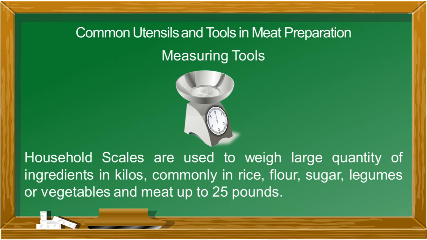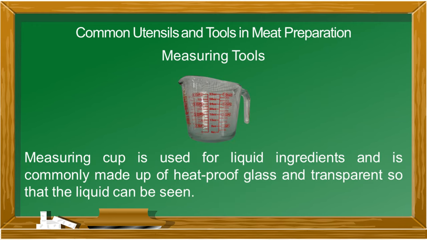Household scales. Household scales are used to weigh large quantities of ingredients in kilos, commonly rice, flour, sugar, legumes or vegetables, and meat up to 25 pounds. Measuring cup. A measuring cup is used for liquid ingredients and is commonly made of heat-proof glass and transparent so that the liquid can be seen.